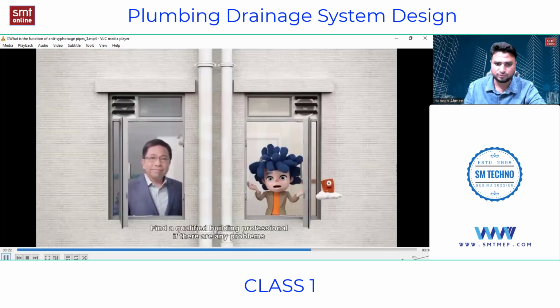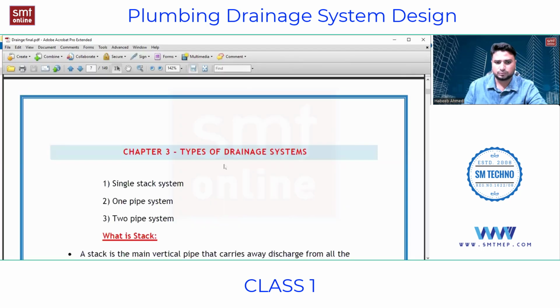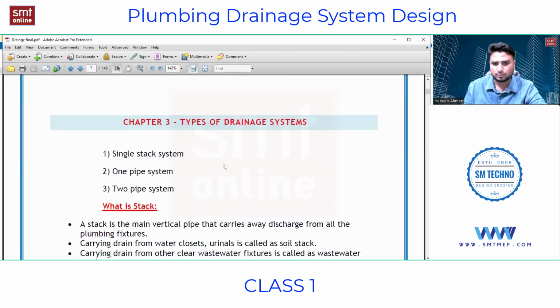Got the concept of anti-siphonage? Now, let's move on. To maintain the water seal of the traps, because every trap has a water seal, right? To save that. Because if there is no water seal, then you know what discomforts would happen, and that is not acceptable. Okay. Now let's move ahead towards chapter number 3.